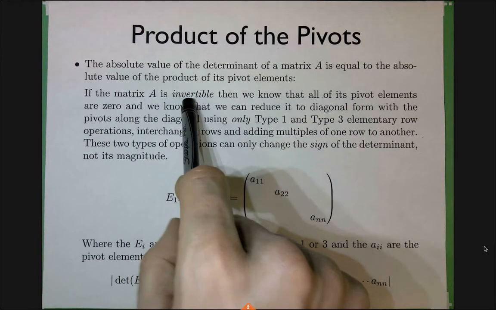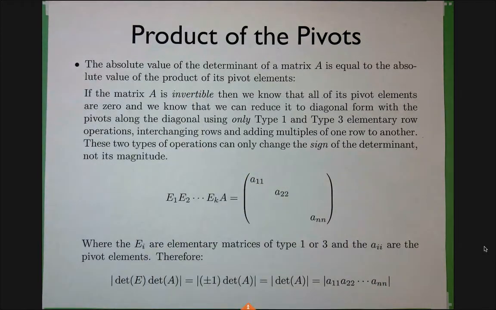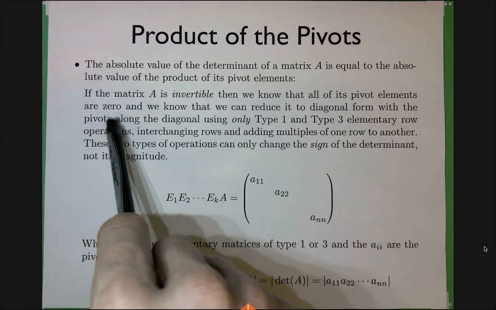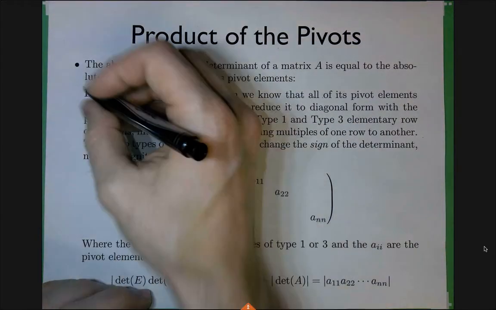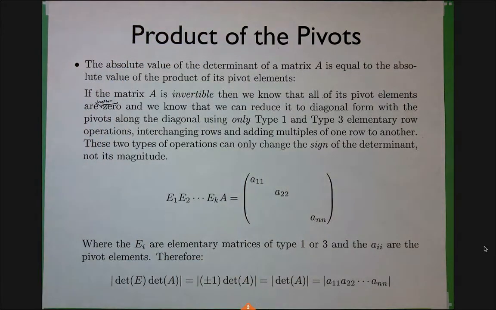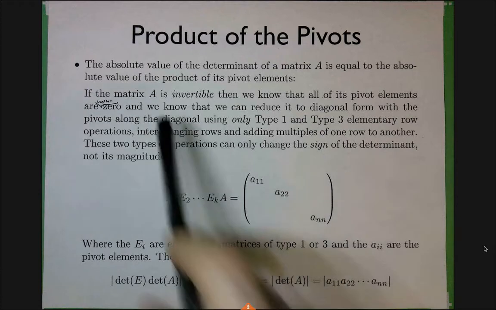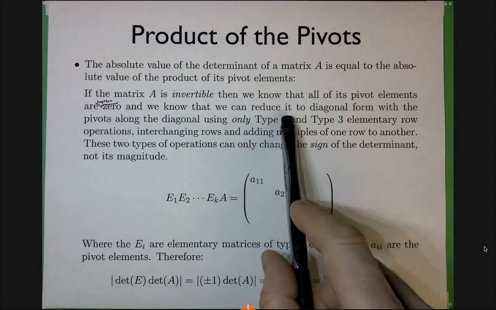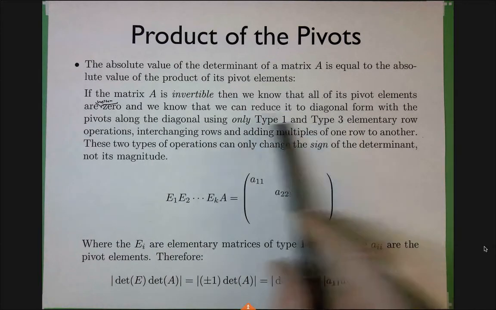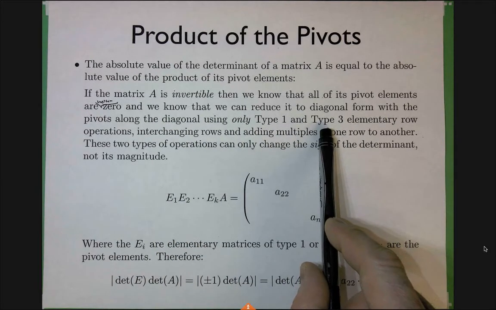So let's first consider an invertible matrix. Then in the second slide we will consider a non-invertible, singular matrix. If it's invertible, then all of its pivot elements are non-0. And by doing the elementary row transformations, type 1 and type 3.